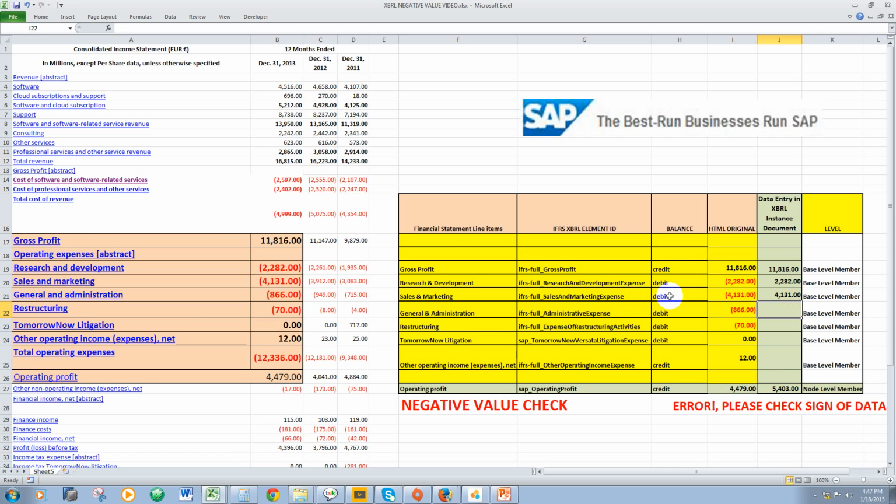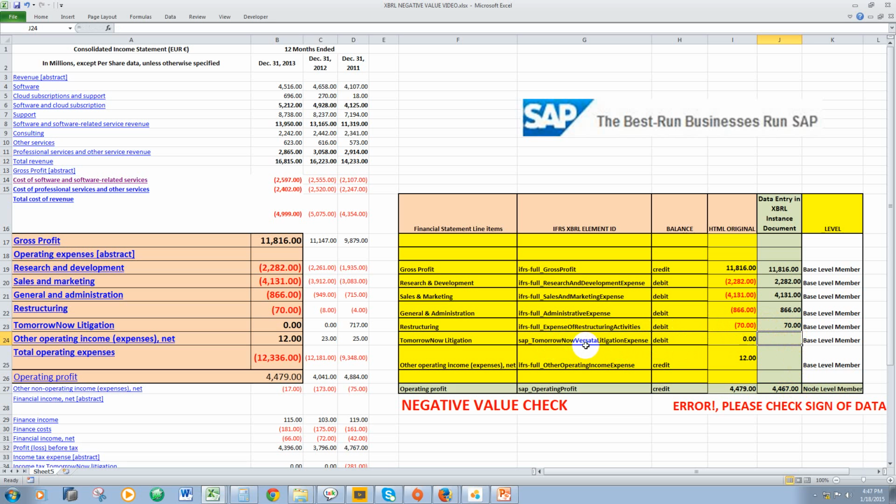Now let us key in the administrative expense, which also has a debit balance, and see what happens. Let us key in 866, and we see that the operating profit has decreased by 866. Now let us key in restructuring expenses, that is expense of restructuring activities, which is an IFRS tag, which has a debit balance of 70 million euros. And we see that this number has decreased by 70 million euros.